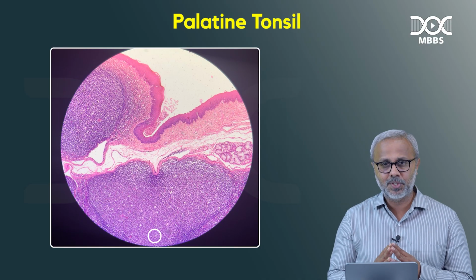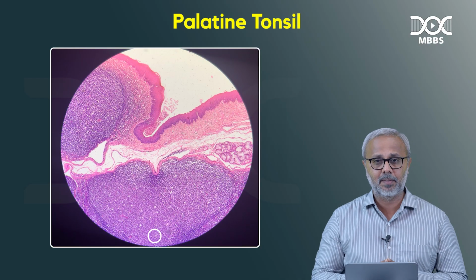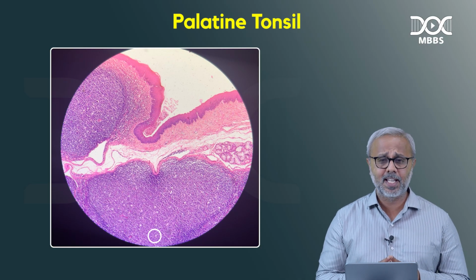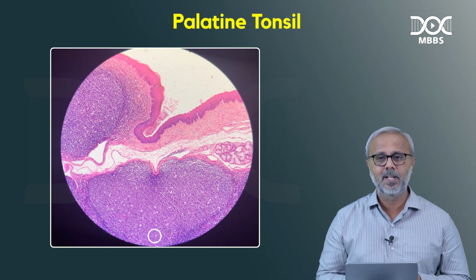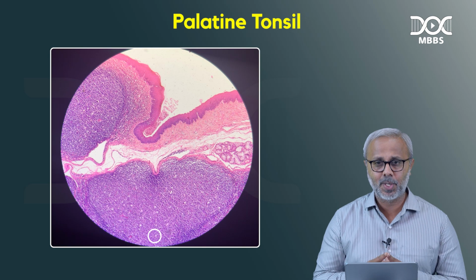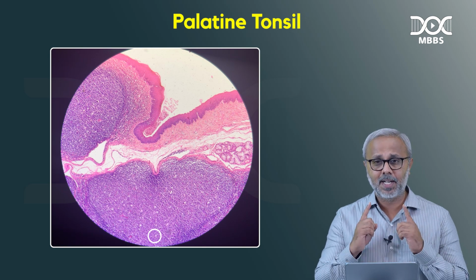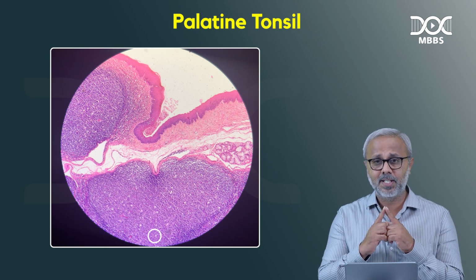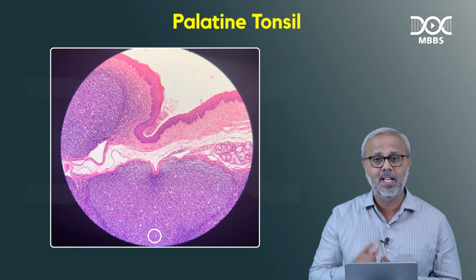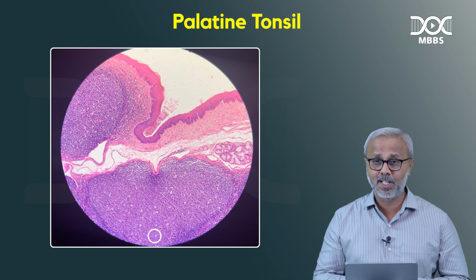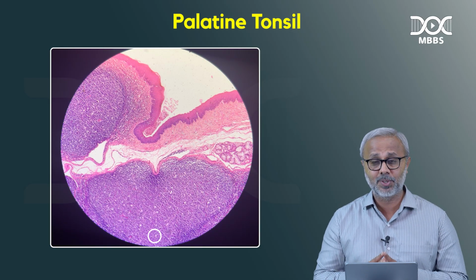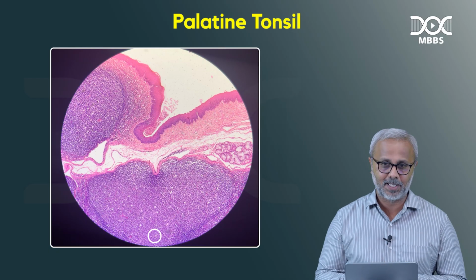Now, these crypts on either side are flanked by lymphatic nodules. These lymphatic nodules can again be primary or secondary. So, palatine tonsils act as a part of the Waldeyer's ring formed by the palatine tonsils, the lingual tonsils anteriorly, the nasopharyngeal tonsils posteriorly, and the tubal tonsils which are located in the nasopharynx. Right? So this also forms a line of defense for the pathogens entering through the oral cavity.